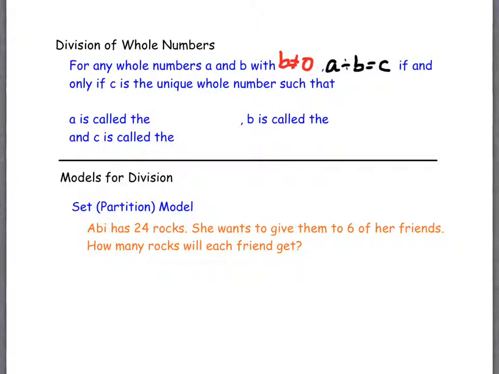So A divided by B equals C if and only if C is the unique whole number such that A is equal to B times C. A is called the dividend, and B is called the divisor, and C is called the quotient.